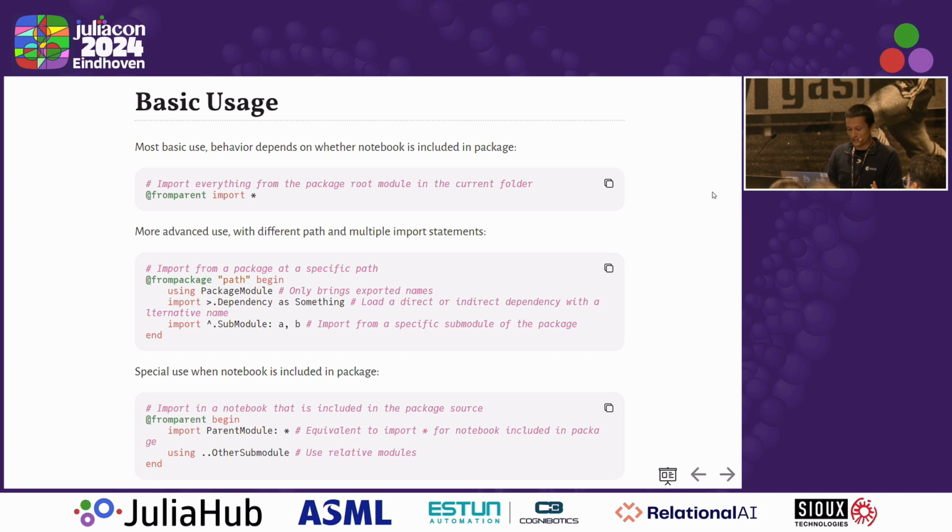So the basic usage is like this. This syntax is a bit new, but I think it's the thing I use the most now. You put a notebook anywhere in your package folder that you want to develop, and you do this from parent, which basically extracts the package environment and knows that you want to load this package. And then you just do import asterisk, and it brings into scope everything that is defined inside the package, so that you are able to access all the names and everything without putting the module name in front of it.